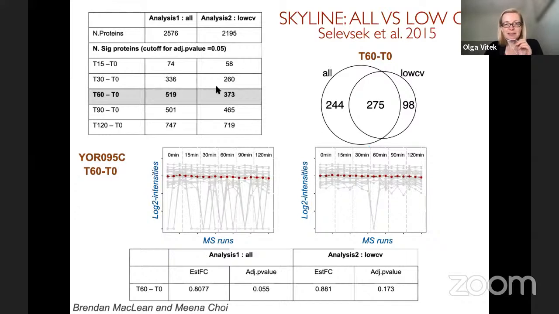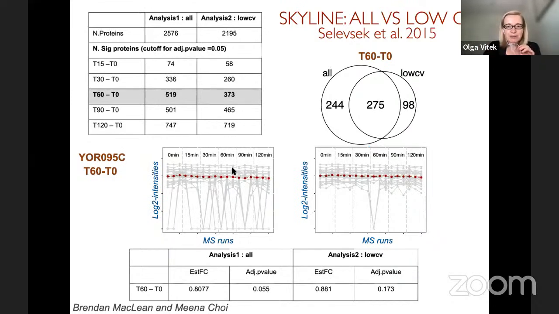than this type of differential abundance. Now, if we focus on a particular time point, we compare time 60 versus 0. Well, quite a bit of agreement between them, but also some proteins were detected as changing only with all precursors and some only with low CV. So it matters, right? The data processing matters.